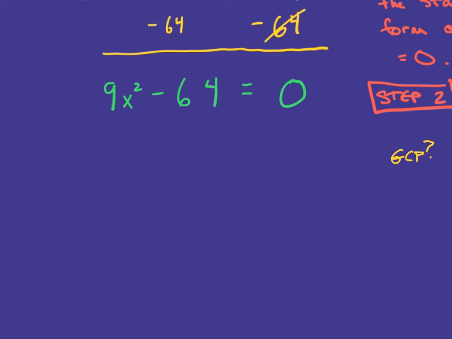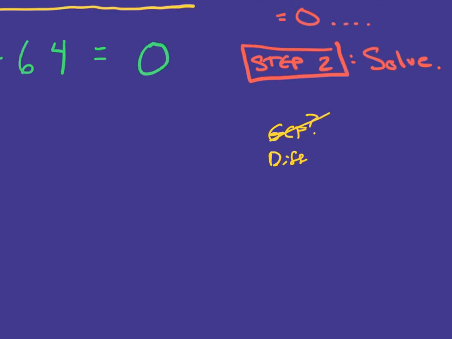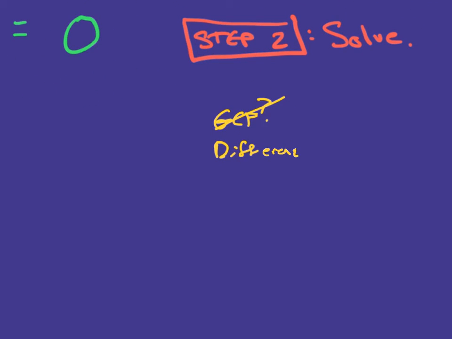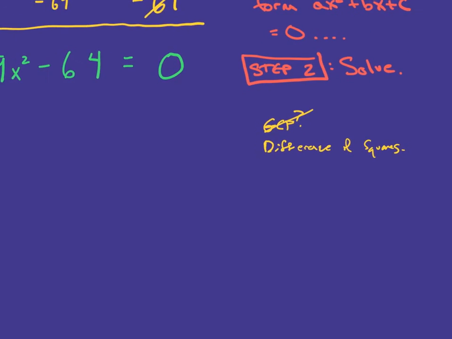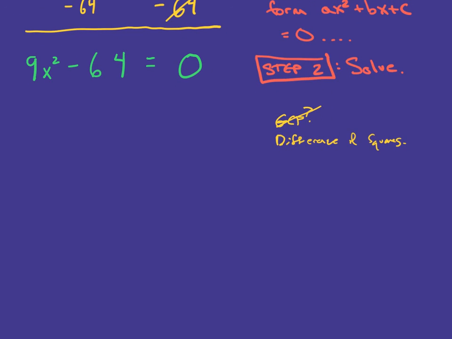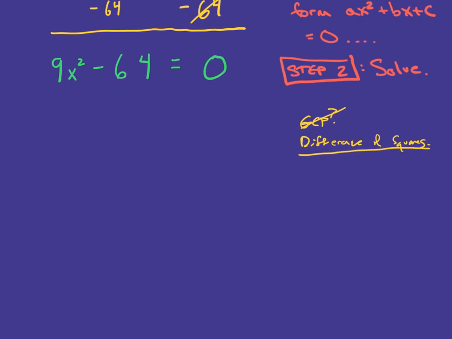Can't take x out of both of these terms. 9 and 64 don't have anything in common. So no greatest common factor. If it's not that, then you'll want to check difference of squares. Binomials can be a few different things when you're factoring them. Difference of squares, difference of cubes, sum of cubes. In this particular section, though, you're unlikely to see cubes, but difference of squares will come up.